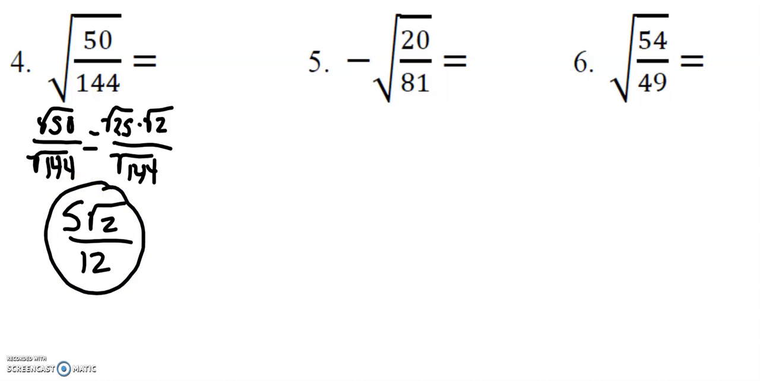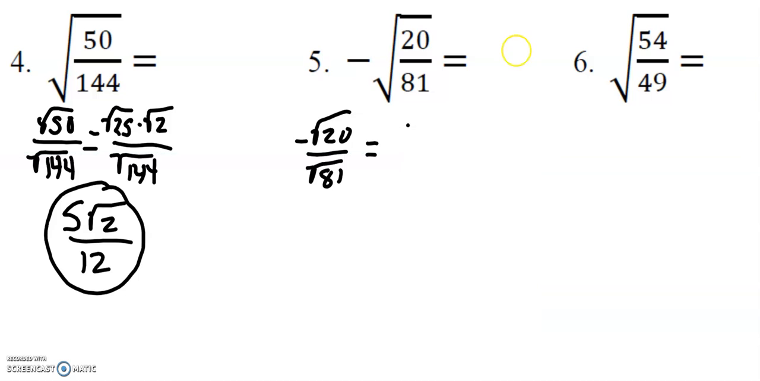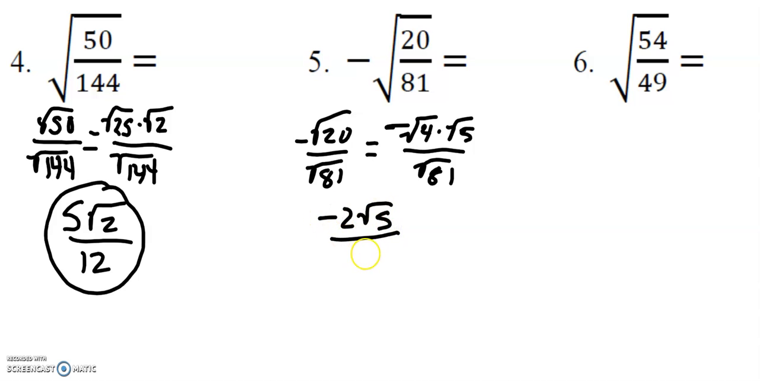Looking at 5, again, we want to split it, so it's going to be the negative square root of 20 over the square root of 81. And we look at 20 and see, does a perfect square go into that? And it does, square root of 4. So we're going to make this the negative root of 4 times the root of 5 over root of 81. And then we will simplify what we can. So the square root of 4 is 2, so it'll be negative 2 root 5 over square root of 81, which is 9, and that is the answer.